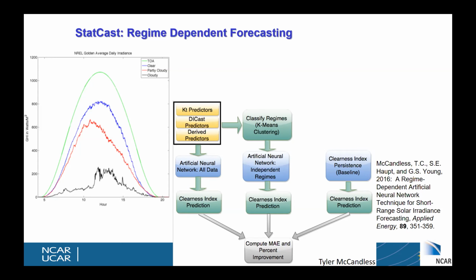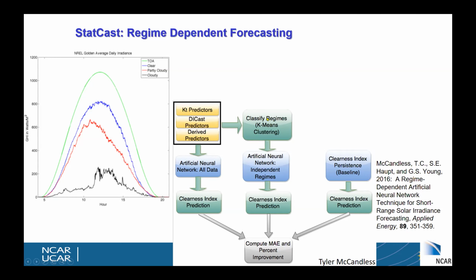We found that way we were able to take out the diurnal and the seasonal cycle so that we could really focus on the variables that we wanted to forecast. We have equations for the diurnal and the seasonal cycles that we can start with. So, baseline: clearness index persistence.